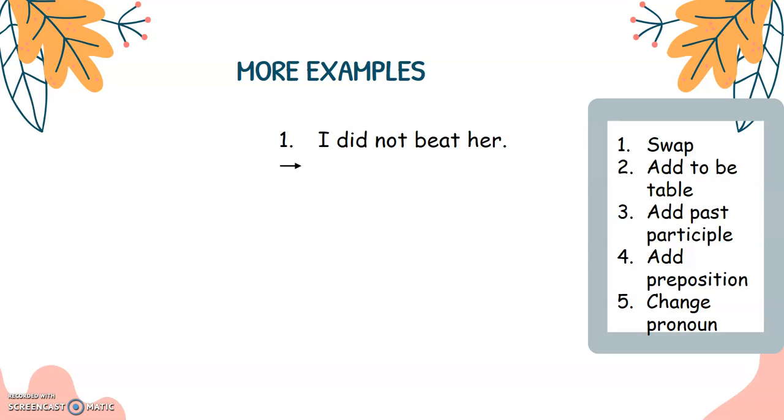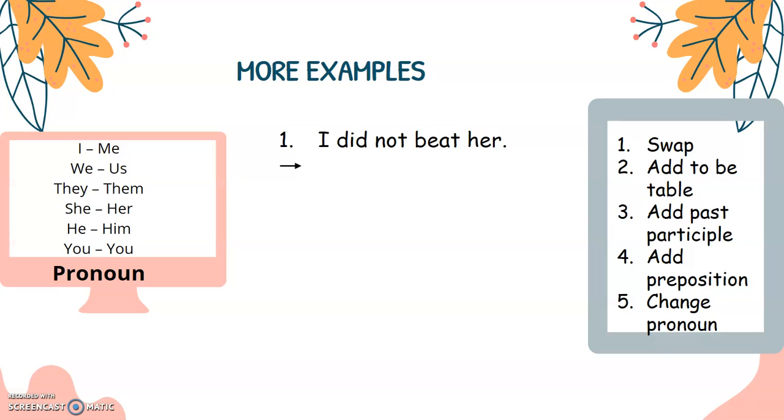More examples. First is, "I did not beat her." Now you'll find here swap. Okay, this part is the rules. Now the pronoun chart for pronoun. Let's see now which pronoun is used in this sentence. "Her" is used. So if "her" is in active voice, in passive voice it will be, yes, "she." So we'll write, "She was not beaten by me."